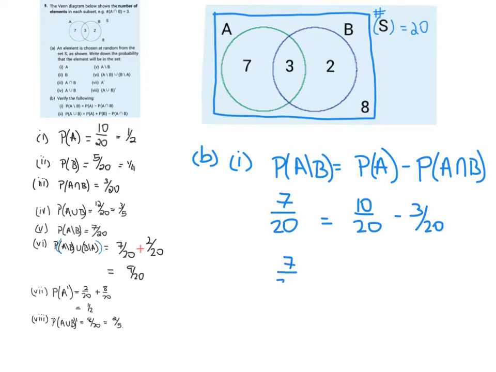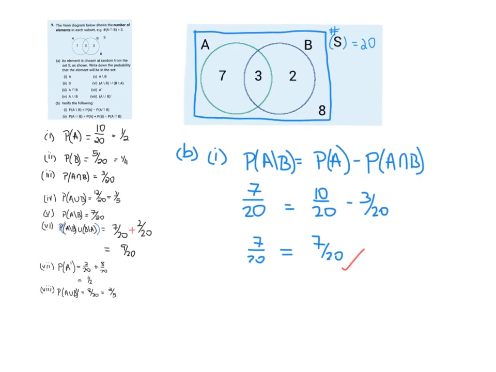So 7 over 20 is equal to 10 over 20 minus 3 over 20, which is indeed 7 over 20. And that is true, so we have verified that that's the case. We know even from reading this that the probability of A without B, this bit here, is equal to all of A minus this bit here, which we can see very clearly. Okay, and then the last part.